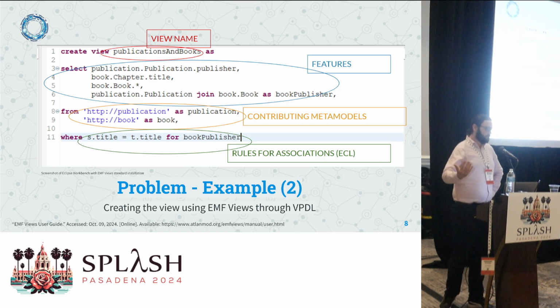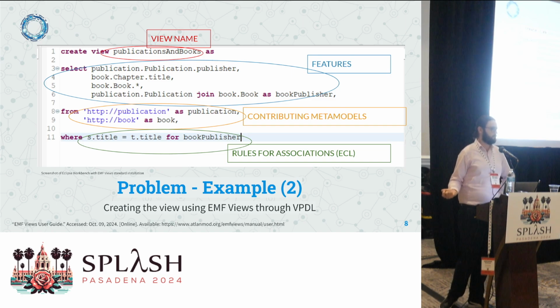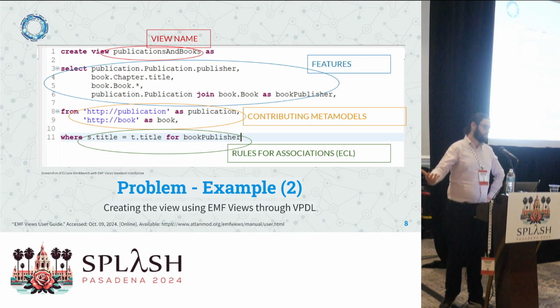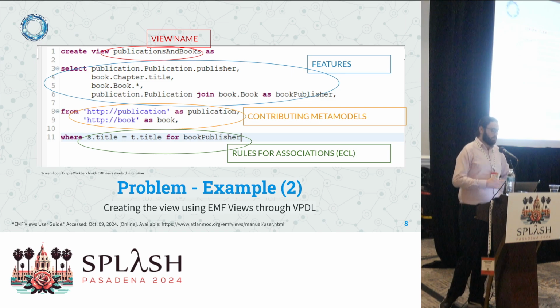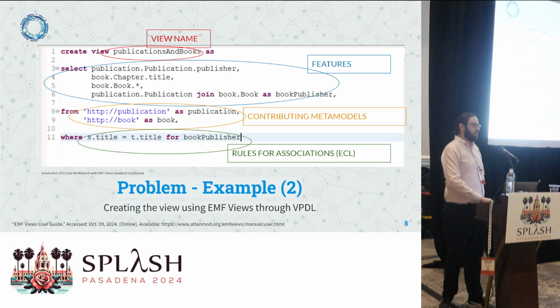We can define the view name. We can define the features, meaning the properties that we are selecting from the models that we want to appear in the view. We also have this join construct that enables us to combine two different concepts from each model. We need to define, based on the URI, the contributing metamodels, and we can also define the rules that will compute this association. For each join that we define, we need to have a corresponding rule in the where block that will calculate how we will combine these two metaclasses. In this case, I have a combination between a publication and a book, and I'm matching the title. So when the title is the same, I know that they should be combined in the view.